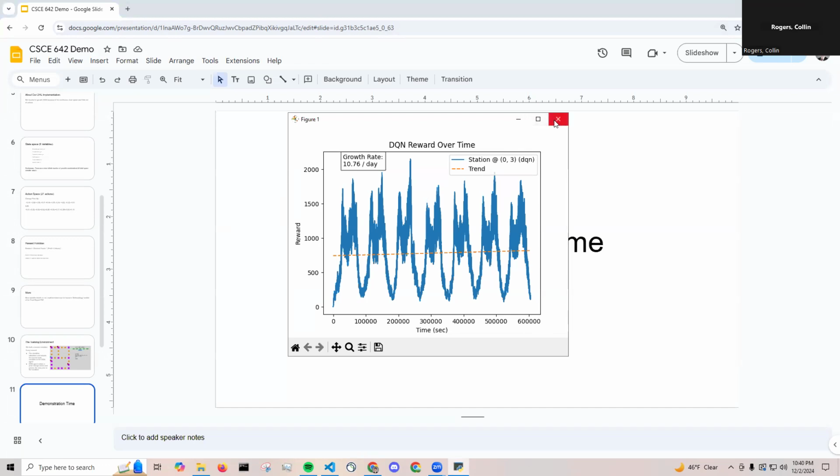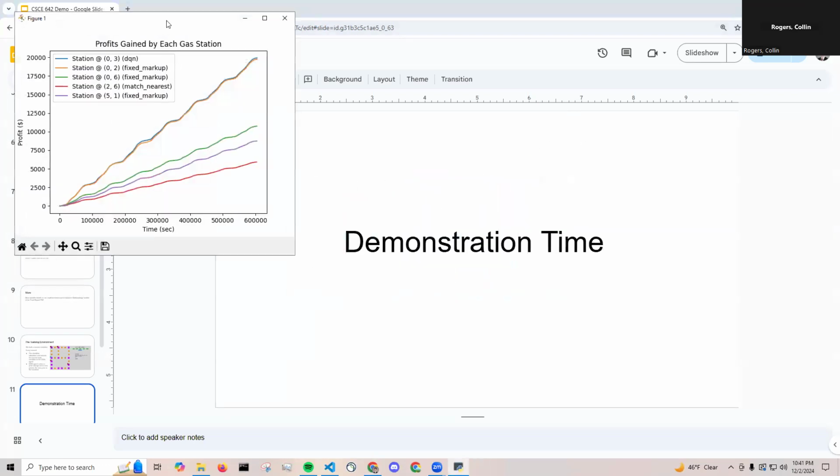And yeah, this is the reward it has gotten every second of this simulation. As you can see, there's a linear regression line here. It shows that there has been a 10 per day increase in reward on average. And you can see how the reward is really tightly connected to traffic patterns, which is probably bad.